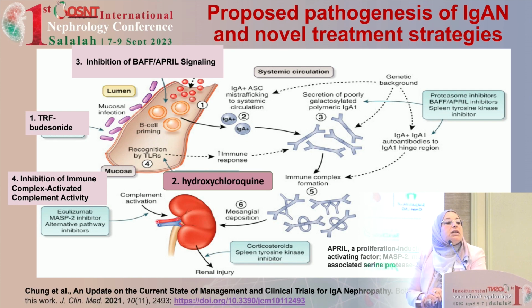And the third is inhibition of the proliferation of B cells by BAFF-APRIL signal inhibitors, and maybe another target for immune complex, so anti-complement can be used for this.